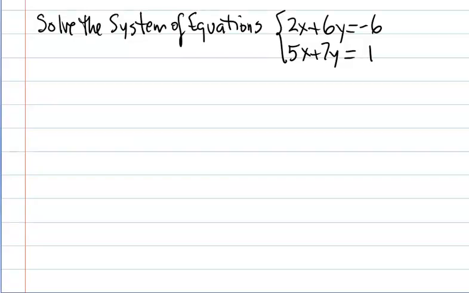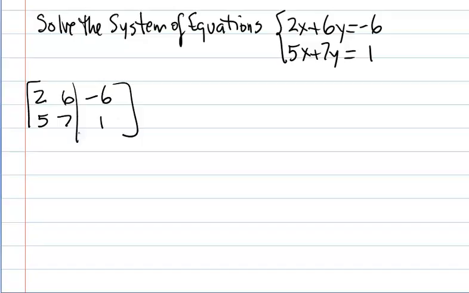Hi everyone, I am going to solve this system here using Gaussian elimination. So the first thing that I'm going to do is write down the augmented matrix that corresponds to the system. There's a row for each equation, and I end up with this matrix right here.